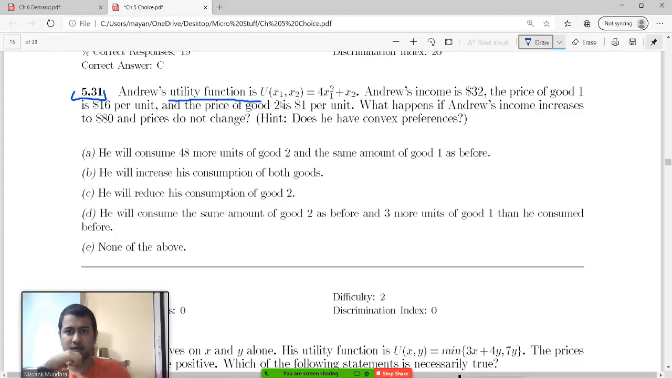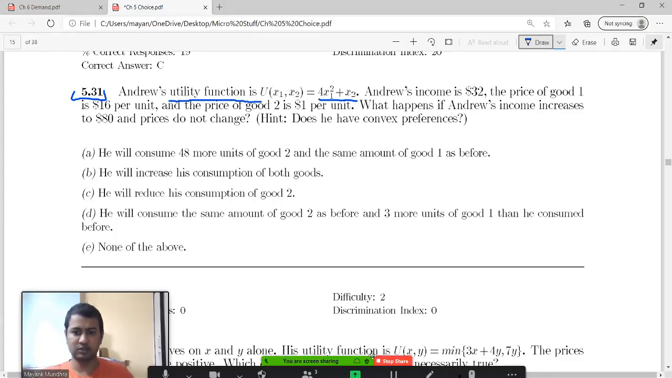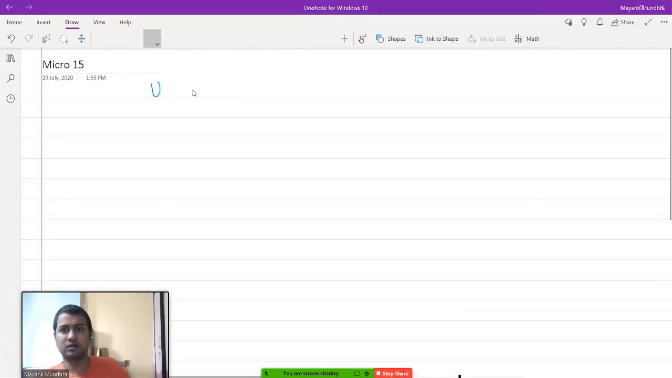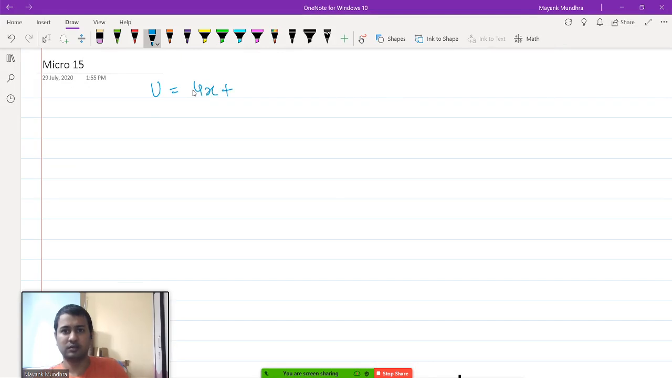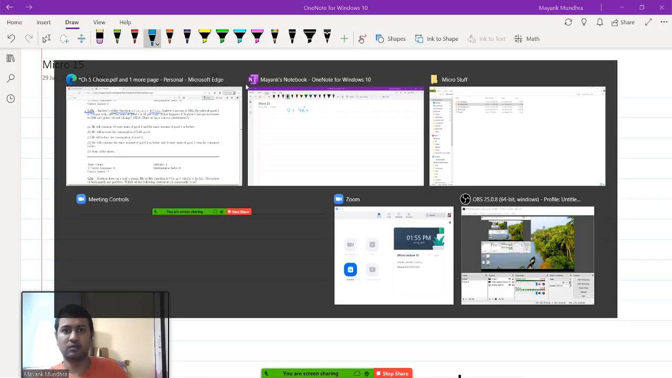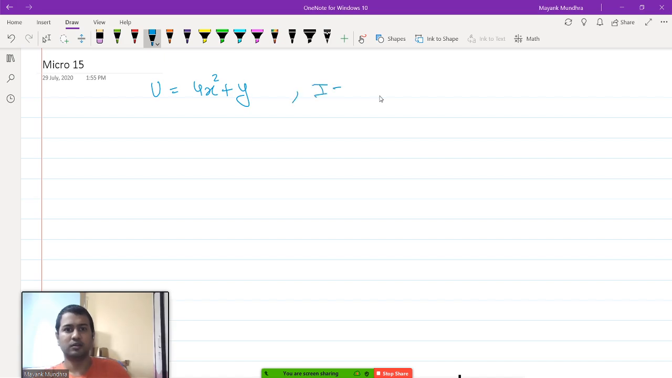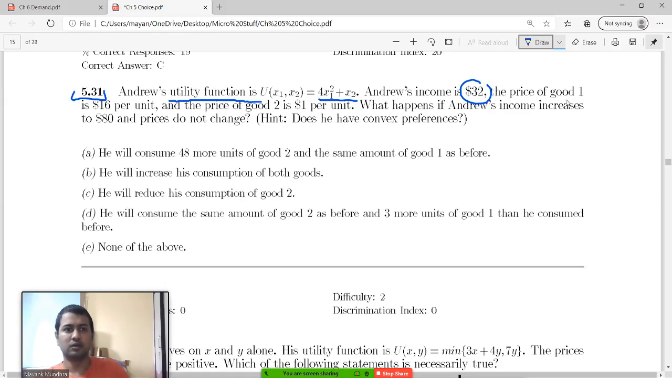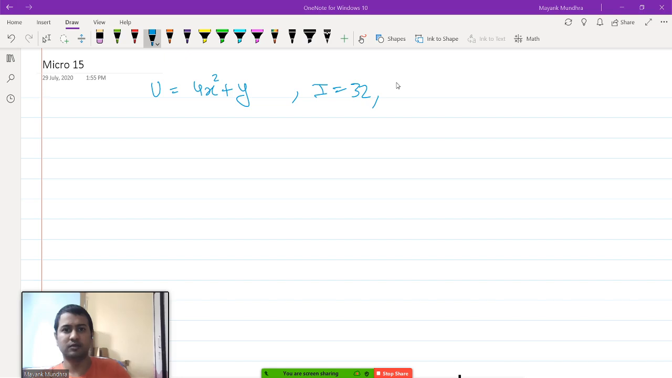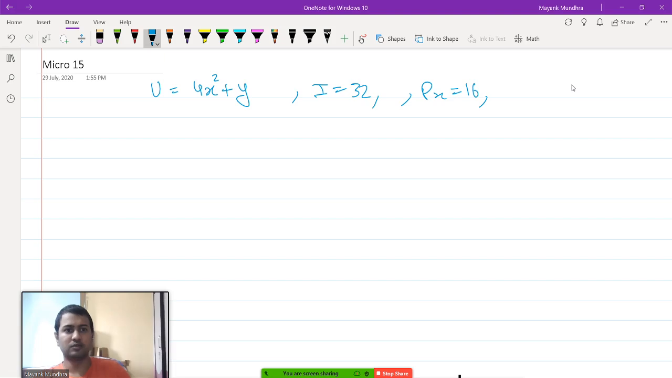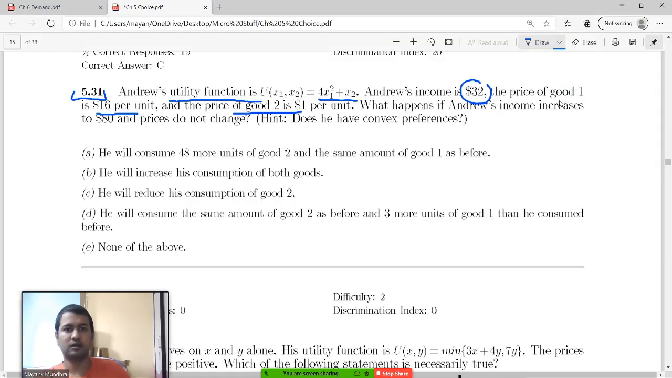Andrew's utility function is 4x1 square plus x2. So I write it as utility function equals 4x square plus y. Andrew's income is $32. Income equals 32. Price of good one is 16 per unit. Px equals 16. And price of good 2 is 1, so Py equals 1.